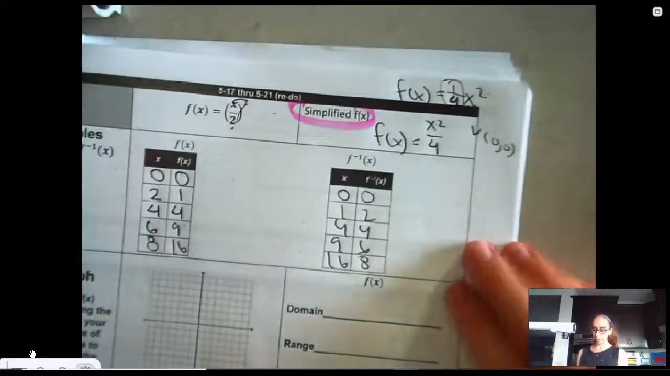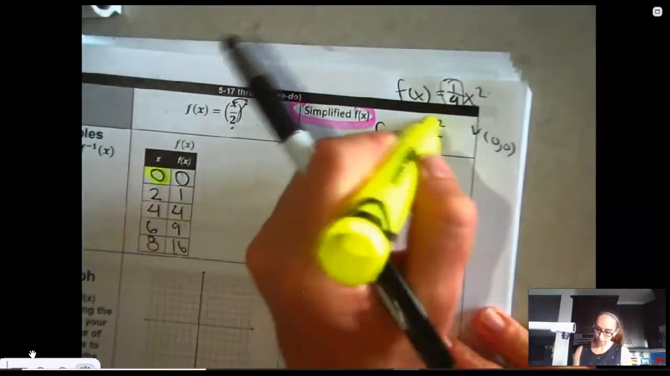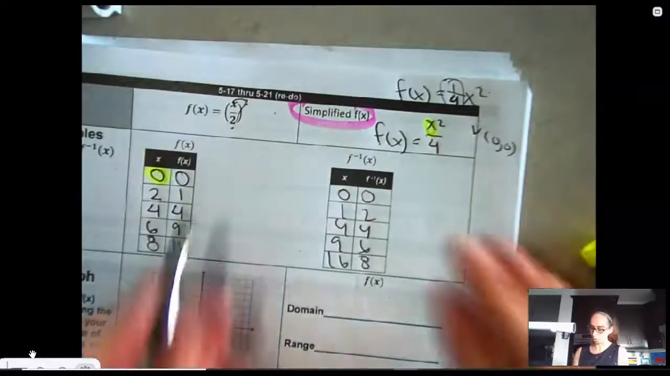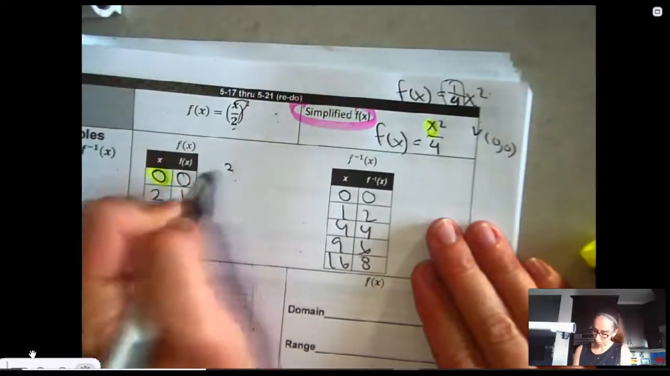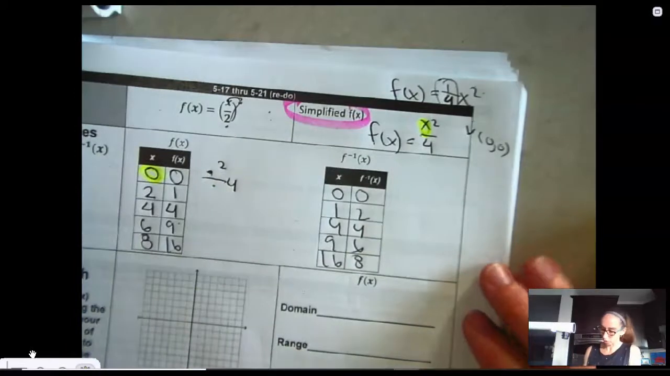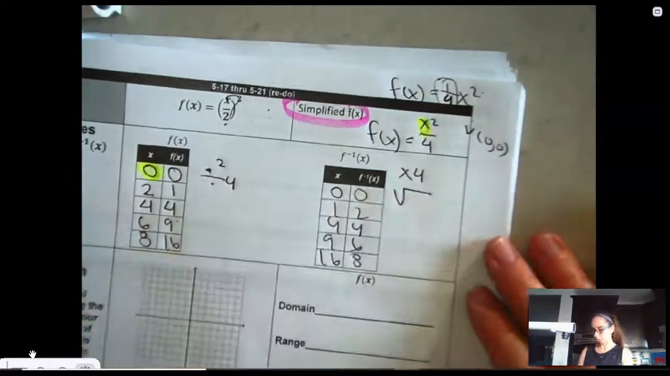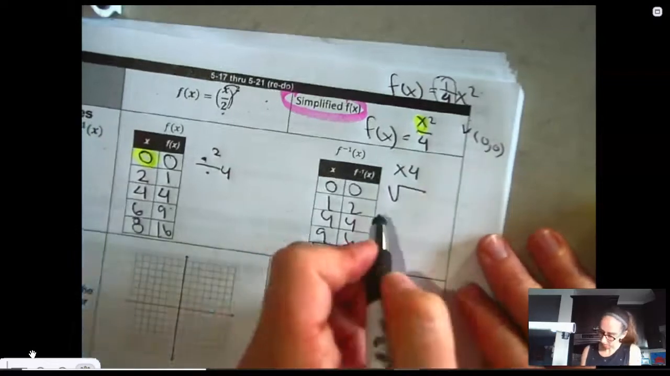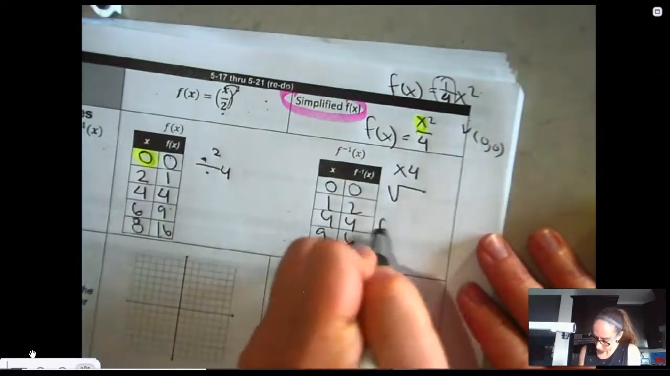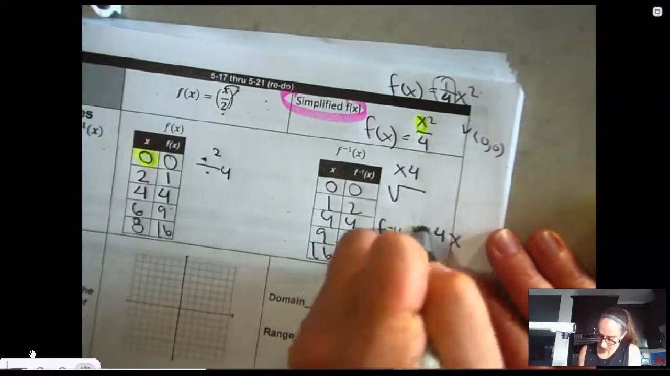Okay, so if I was doing this problem, and I was taking the 0 and plugging it in, what would be the first thing you would do? Square it. Then you would divide by 4. So what's the first thing you should do for the inverse? The first thing you should do is multiply by 4, and then you should square root it. So that means my inverse function should be the square root of 4 times x.